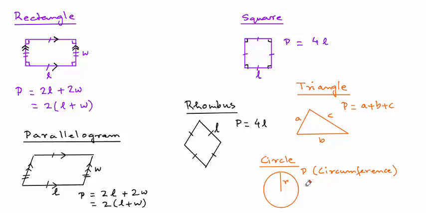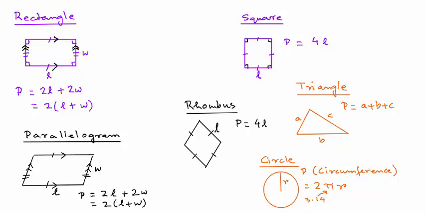Circumference is given by the product of 2 times pi, where pi is a constant, its value is 3.14, multiplied with the radius of the circle. So you can think of pi as the ratio of the circumference of the circle to its diameter, which is 2 times the radius. The larger the radius, the larger the circumference or the perimeter.